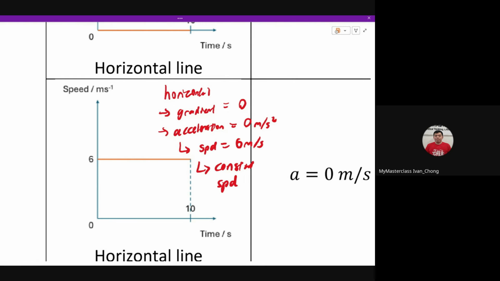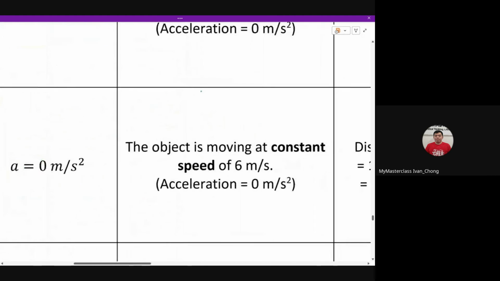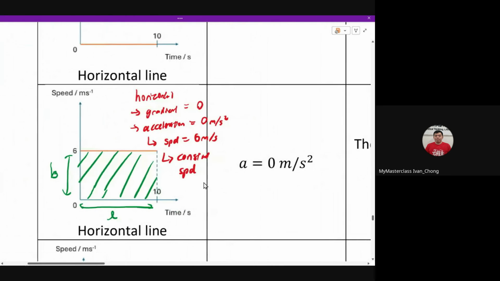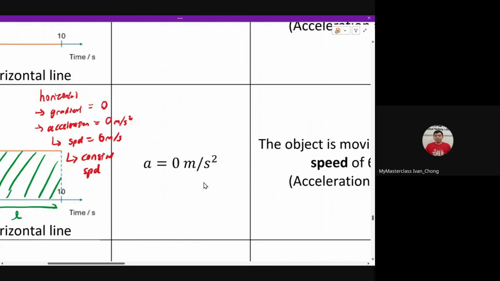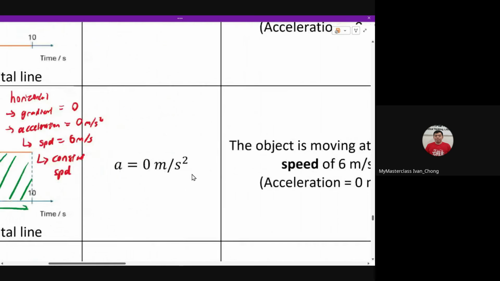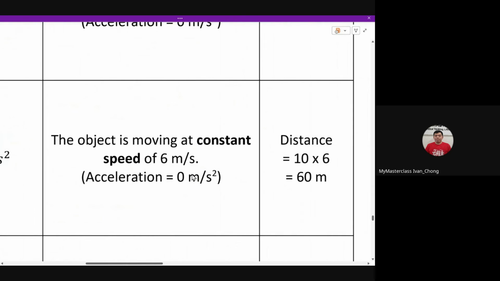So if you notice over here, the area under the graph, under your orange line, this is a rectangle. So we'll take length times breadth. The area of the rectangle is 6 times 10, right? So you can see that the distance traveled by my object is actually 60 meters. So in your 10 seconds itself, you traveled 60 meters. Acceleration is also 0. Why? Because it's a horizontal line. Horizontal line gradient is 0. So how do we say it? We move at a constant speed of 6 meters per second.